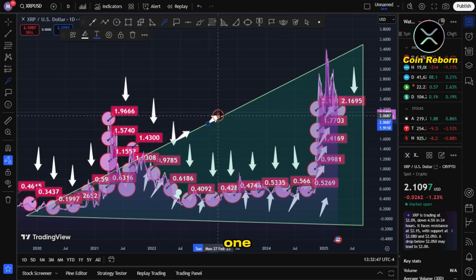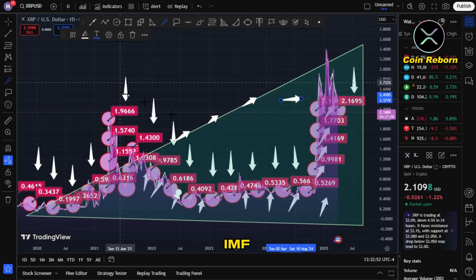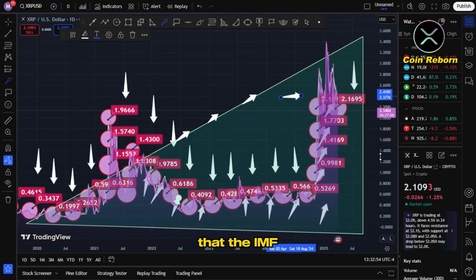Would you like to receive one? Try your luck. In the first place, it is for you, IMF. Do you believe that the IMF will hold cryptocurrency assets in the future?